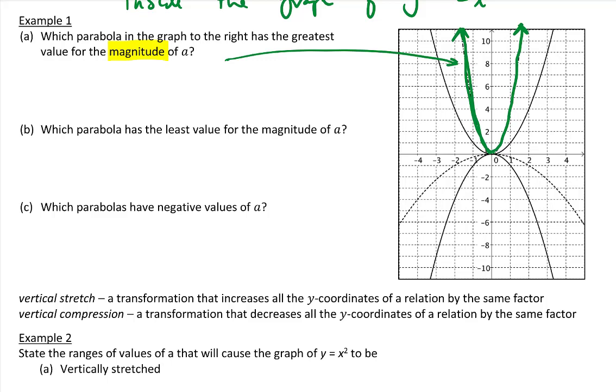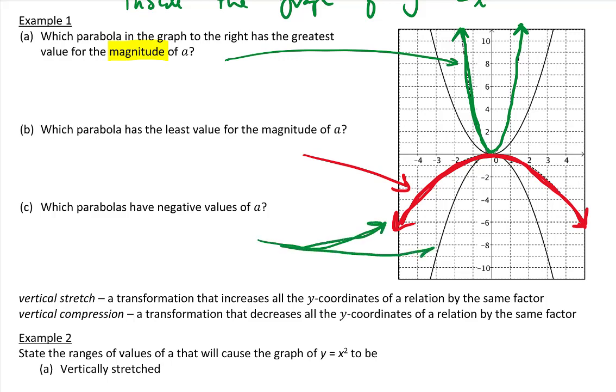Which parabola would have the least value for the magnitude of a, so closest to 0? That would be the graph that would be the widest. So we can see here, the widest or the most compressed graph would be the one here I've highlighted in red. Which parabolas have negative a values? Those would be the ones that open downwards. So that would be this one here and this one here.